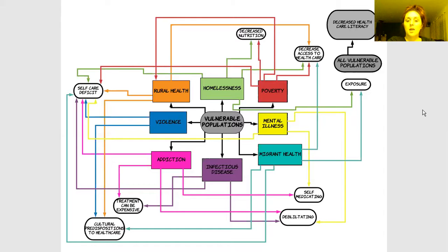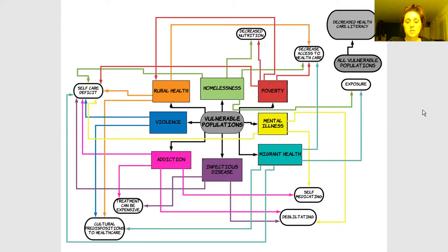And lastly, we have a cultural predisposition to healthcare. We know that many migrant workers come from different cultures than our own, and may have different views and values on what they believe is worth seeking health treatment, or what they have time for, or maybe their work ethic is higher than their health value, and all of that can play a role in how fast, how soon, and how much they seek healthcare.